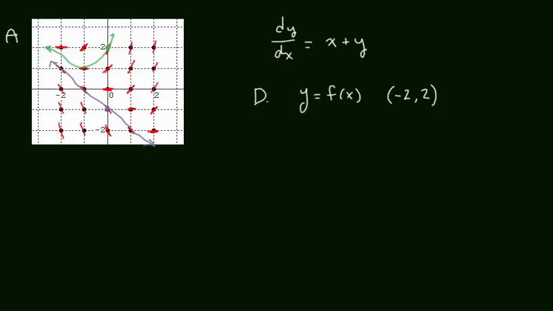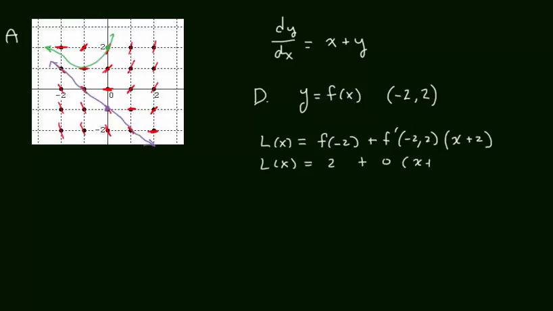Part D wants a linearization line tangent to y equals f of x centered at -2, 2. So again we have L of x equals f of -2 plus f prime at -2, 2 times x minus a, or x plus 2. So we have L of x equals 2 plus 0 times x plus 2. Notice that the slope is 0, leading to L of x equals just 2. A horizontal line tangent. Consequently, f of -1 is approximately the line tangent at -1, which will equal, obviously, 2.